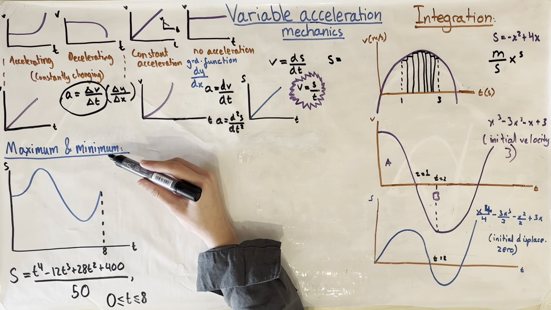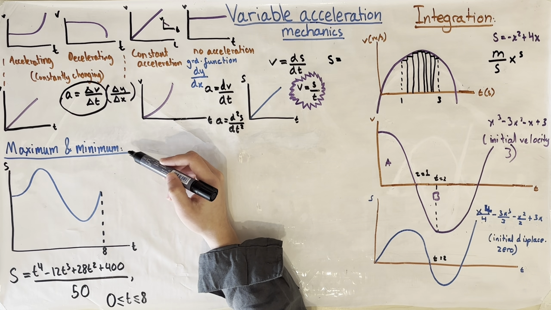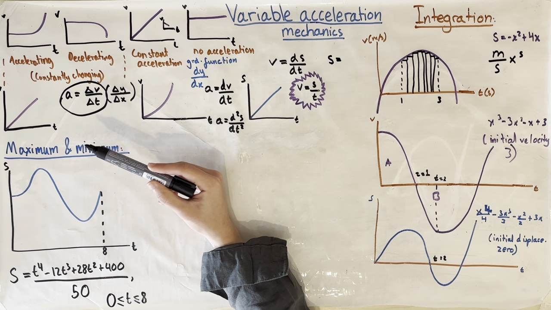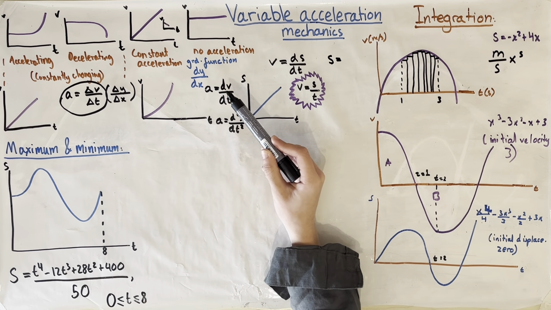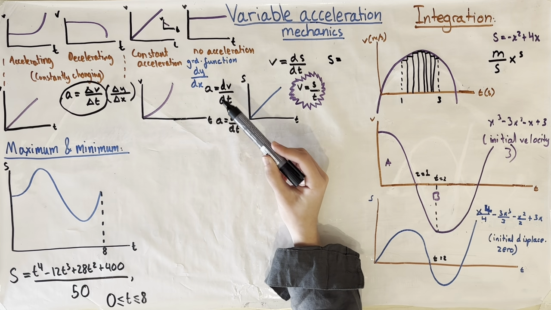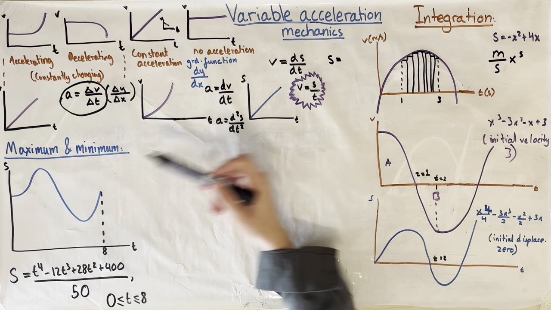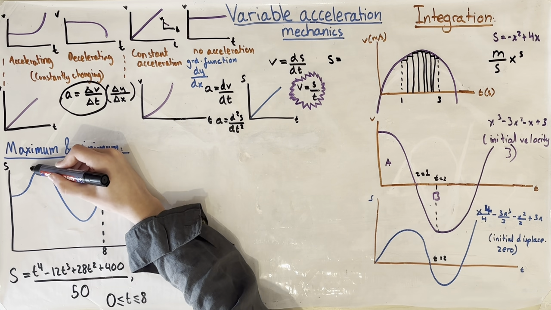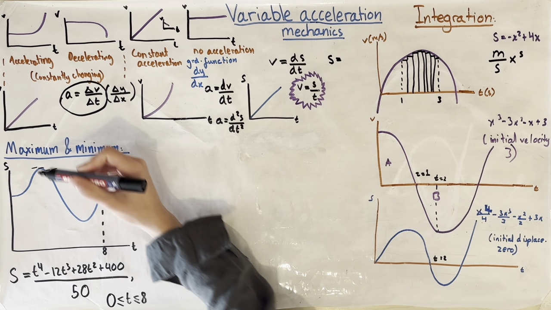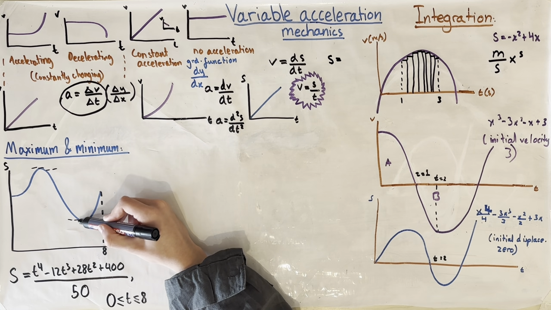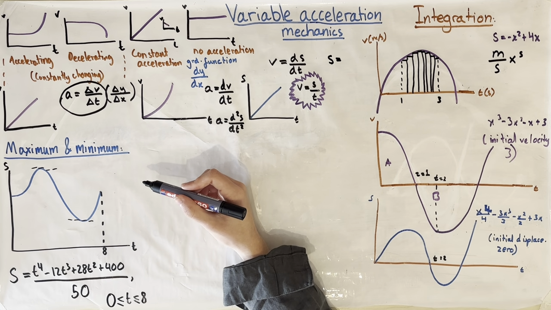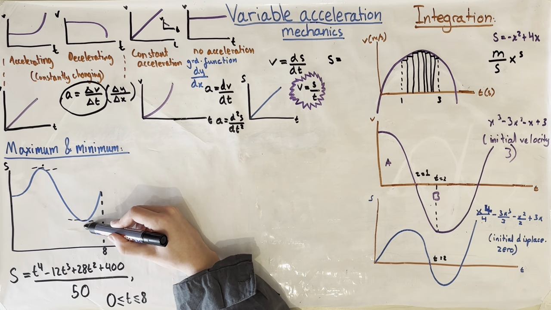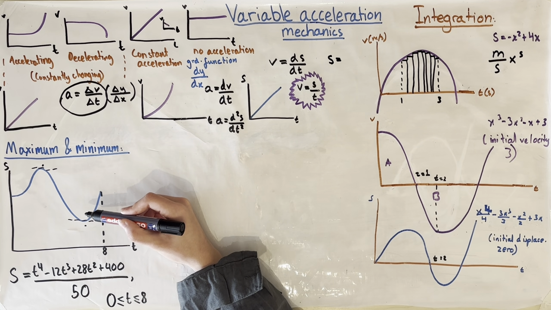Okay, now we're looking at maximum and minimum. We know from pure maths that we can find the maximum and minimum using the gradient function. So when the gradient is 0, we can find our maximum and our minimum. Here, this point is where the gradient is 0, and this point here is also where the gradient is 0. And we notice that this is our maximum displacement and this is our minimum displacement.